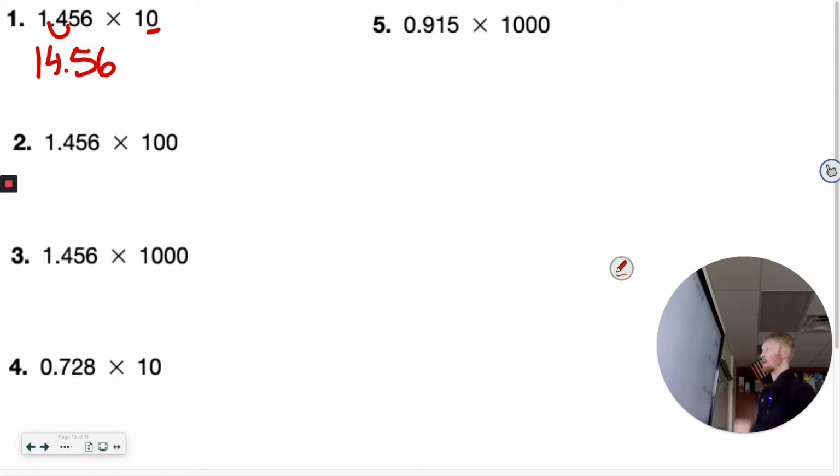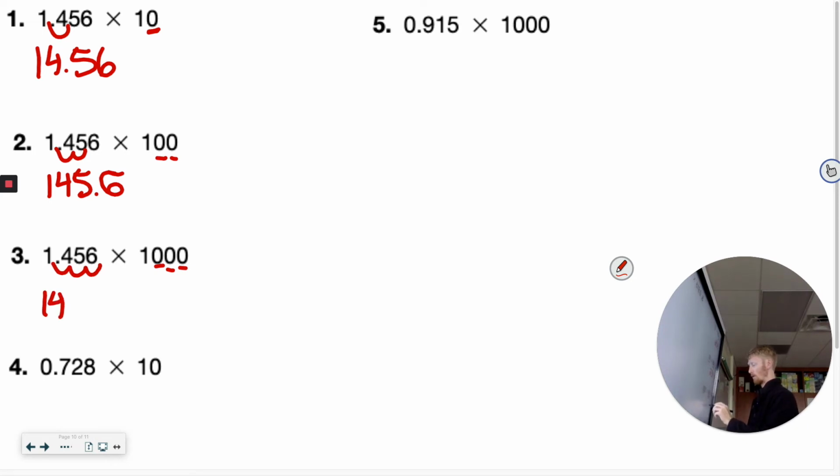Number 2, I have 2 zeros, so I'm going to move it 2 spots to the right. So I have 145.6. That's my answer. Number 3, I have 3 zeros, so I'm going to move it 3 spots to the right. 1, 2, 3. So now I have 1456. All right, go ahead and try the next two on your own.